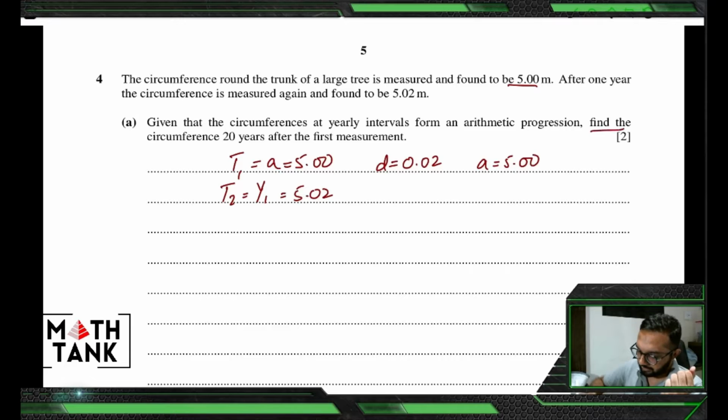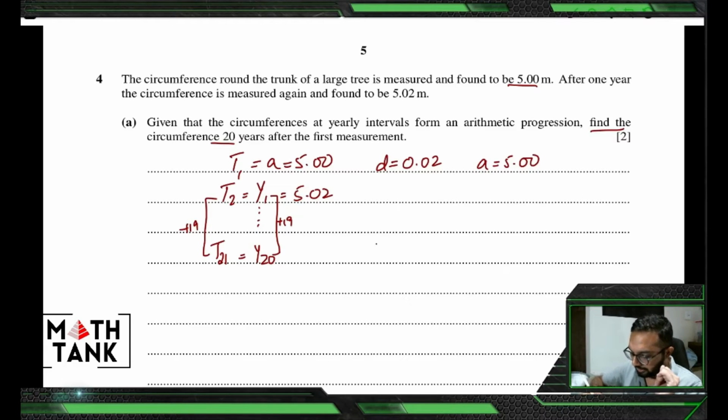It says find the circumference 20 years after the first measurement. So that was 1 year after the first measurement. So I'm basically asking you to find out at the end of year 20. So remember that the term is going to be term number 21. That is what I want to point out. Because if you added 19 here, you add 19 here as well. You add 19 years to get to year 20. So therefore you add 19 to term 2 to get term 21. If you've kept the first term as 5.00, if you calculate the 20th term, that's going to be wrong.